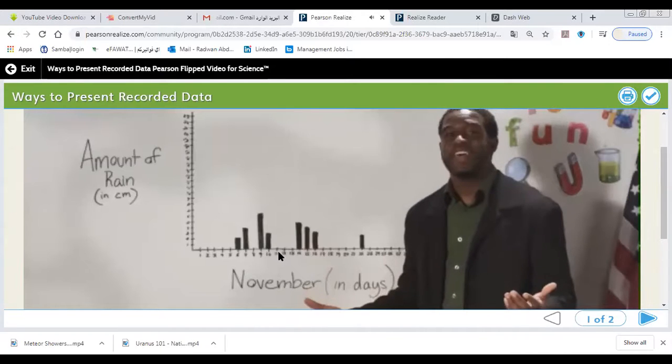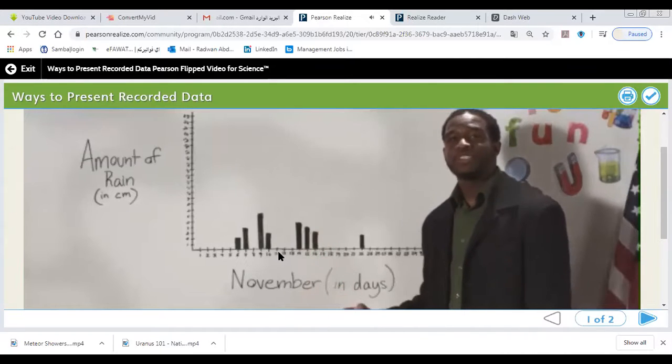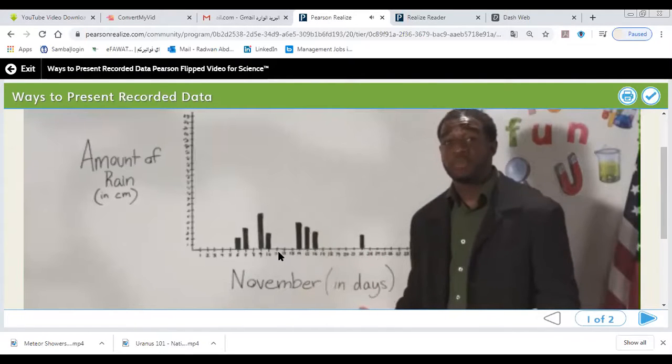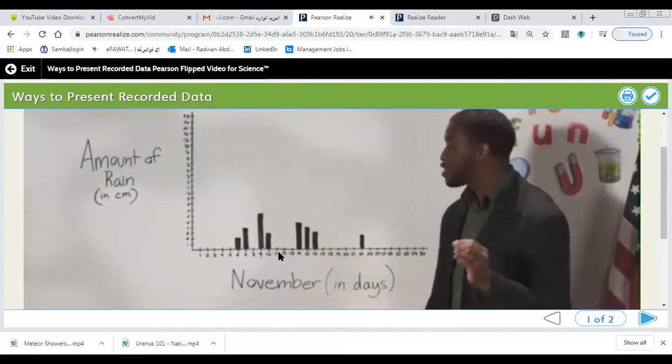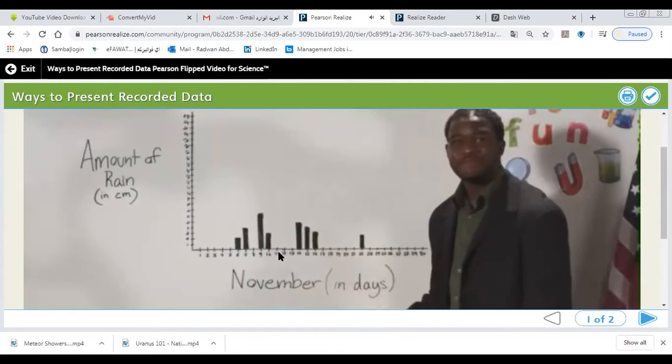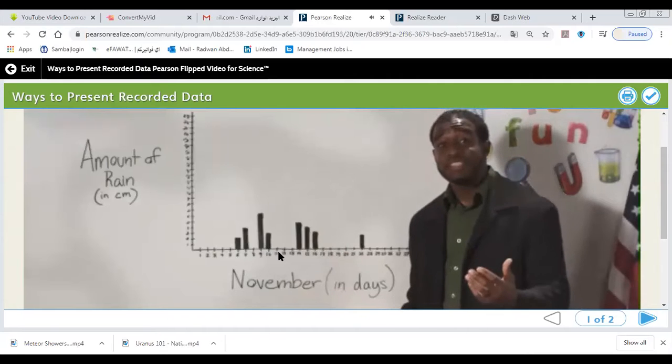How would we determine that? Well, we would add the results together to get the total amount of rain. If we add our results from this experiment, we would conclude that our total amount of precipitation in the month of November is 30 centimeters of rain. We could also present more detailed findings.